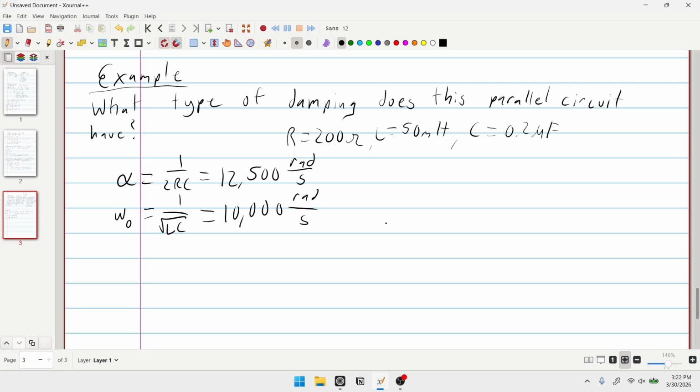And so now it's time to compare alpha and omega naught. And so we see that alpha is greater than our natural frequency. So this is overdamped. Okay, and that is our answer.